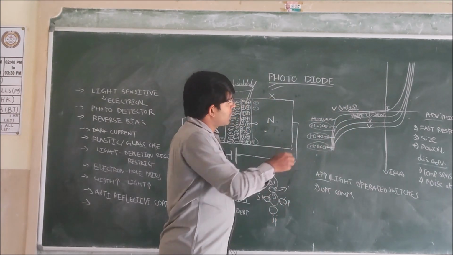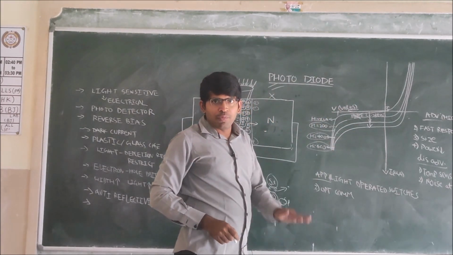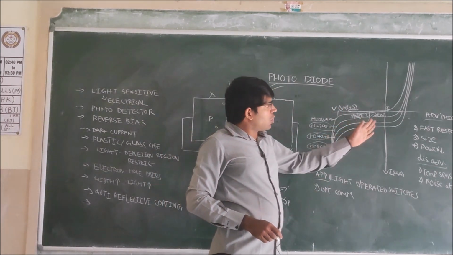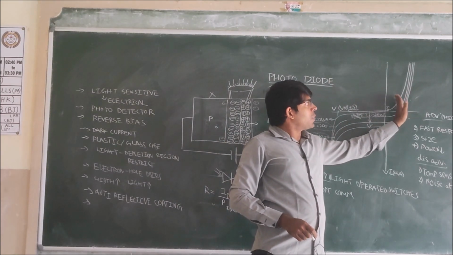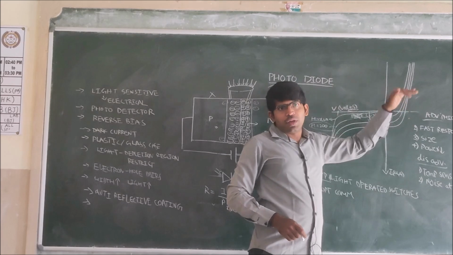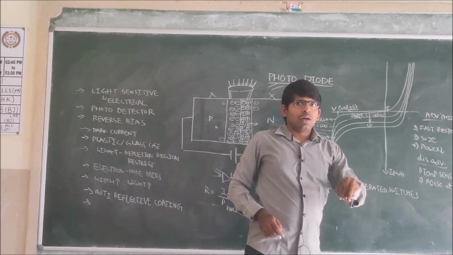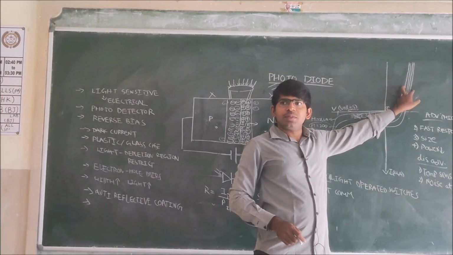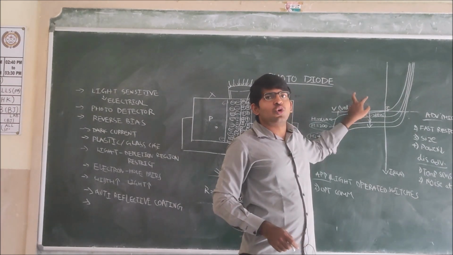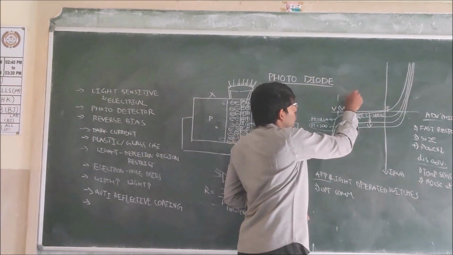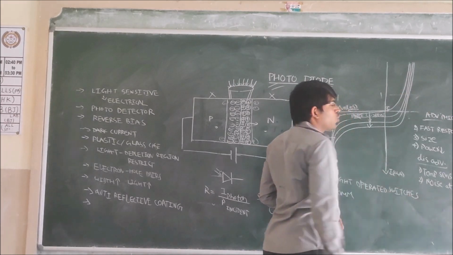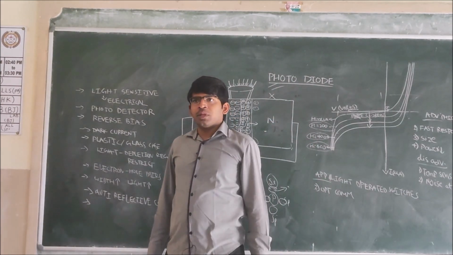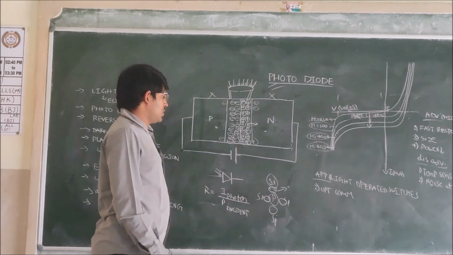And you see here, this is the breakdown region. We have to operate the photodiode only until the breakdown region. This is how the photodiode will work in the forward bias, but we are not discussing the forward bias condition now. This is called the photovoltaic current. This is called the photoconductive current. This is the photoconductive region and this is the photovoltaic region. We are not discussing the photovoltaic region. We are discussing the photoconductive region.